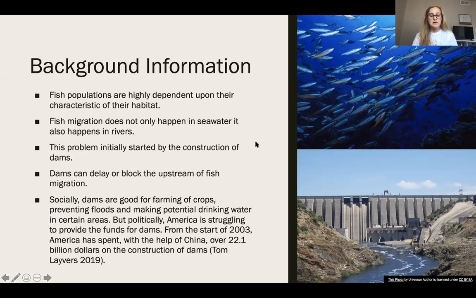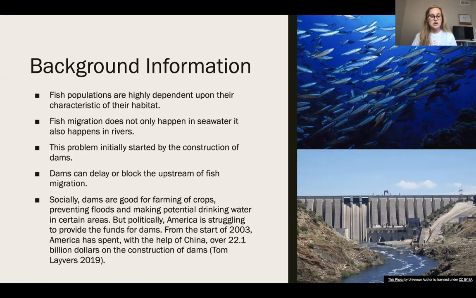So this problem of the dam issue initially started with the construction of dams. What dams can do is delay or block the upstream fish migration. And like I said, we all know that fish can't fly or walk to the destination where they're trying to migrate. So this problem really sparked a huge issue in our society.